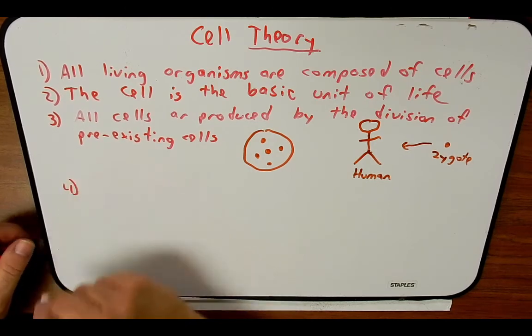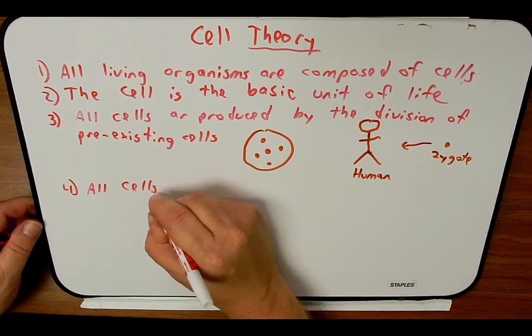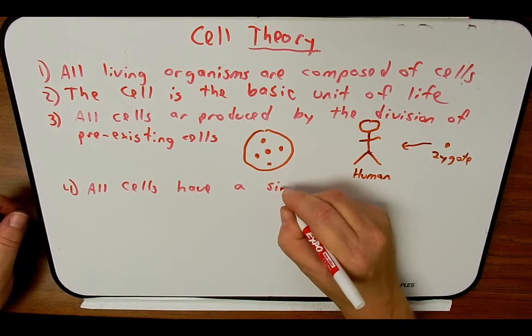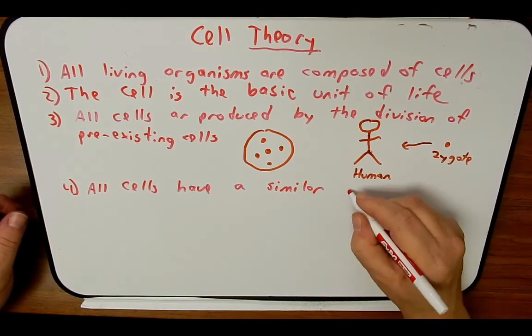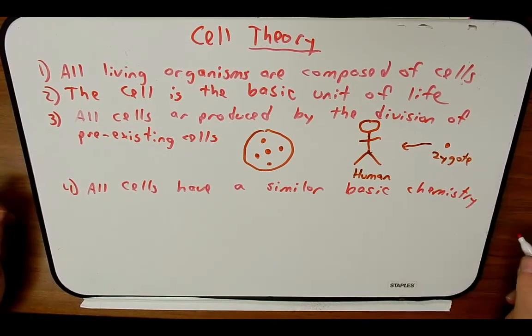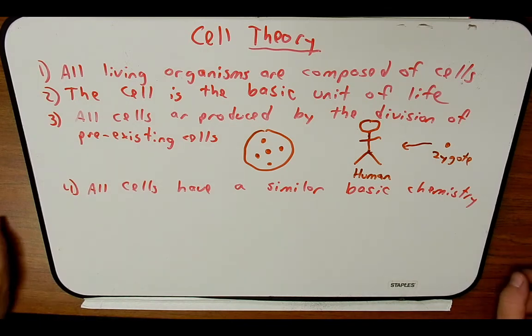The fourth thing I want to say about the cell theory is that all cells have a similar basic chemistry. The metabolic pathways that occur in yeast, a single-cell organism, or in bacteria are the same that happens in humans. Glycolysis is glycolysis. It doesn't change much. So we all have a very similar basic chemistry. All right, that's all I want to say about the cell theory.